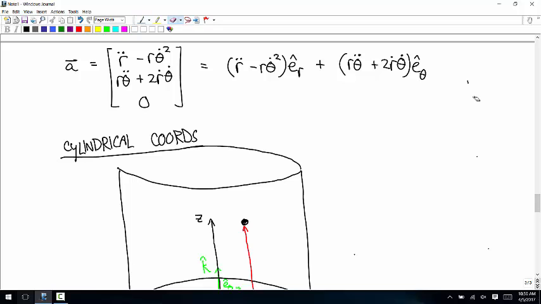So I'll give you a cylindrical coordinates problem to work on.